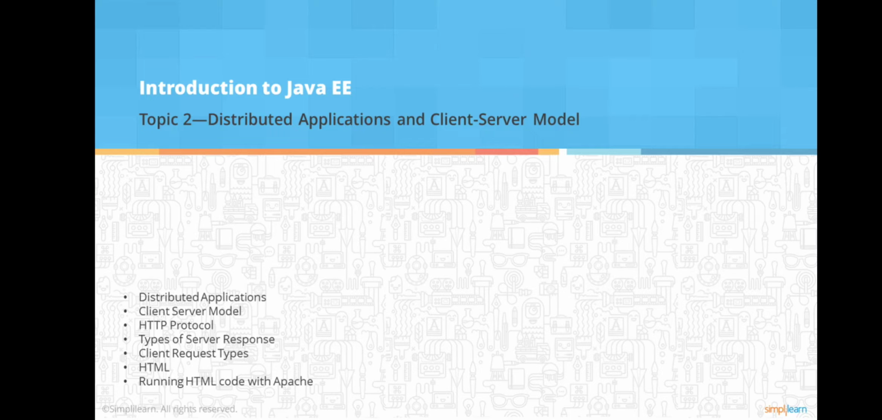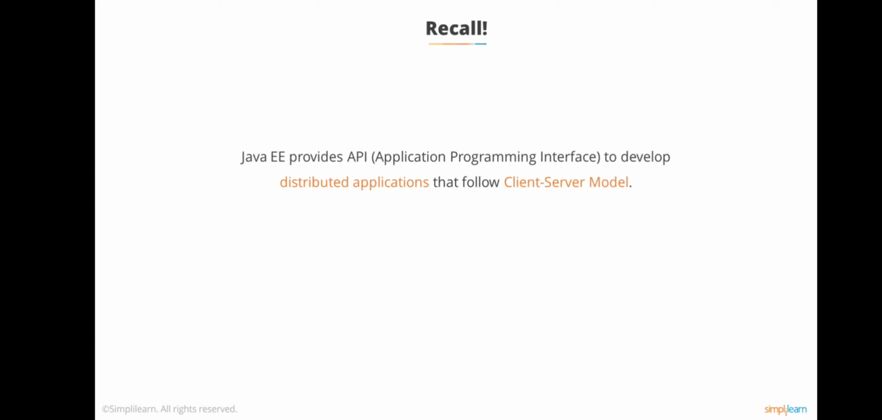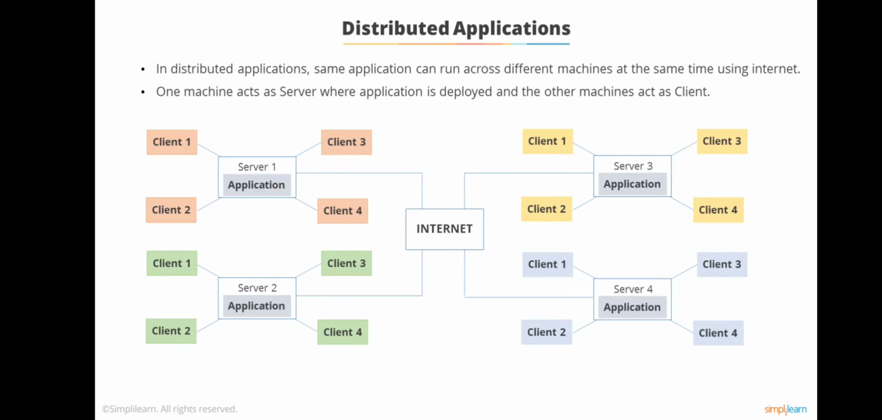Here we'll talk about distributed apps, client-server model, the HTTP protocol, types of server responses, client request types, HTML, and running HTML code with Apache. Java Enterprise Edition provides an API to develop distributed applications that follow the client-server model. So part of the application can be hosted on the server, and part of it can use the processing speed of the client. In distributed applications, the same applications can run across different machines at the same time using the internet.